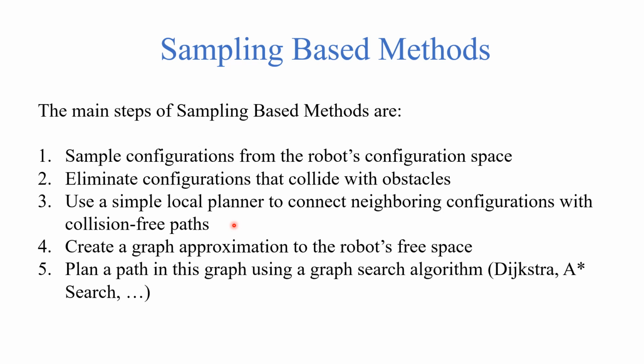In the third step, we use a simple local planner to try to connect neighboring configurations with collision-free paths. So what we're trying to do right here is start from the start position and incrementally step into the free configuration space by locally connecting configurations close to each other, to grow our representation of the free configuration space. This leads to step 4, in which we create a graph approximation of the robot's free configuration space. Finally, we plan a path in this graph using a graph search algorithm like Dijkstra or A-star search or any other algorithm.